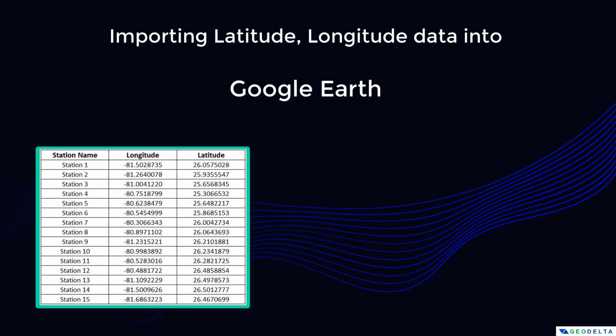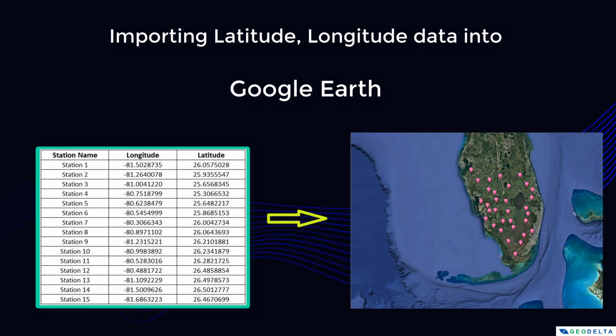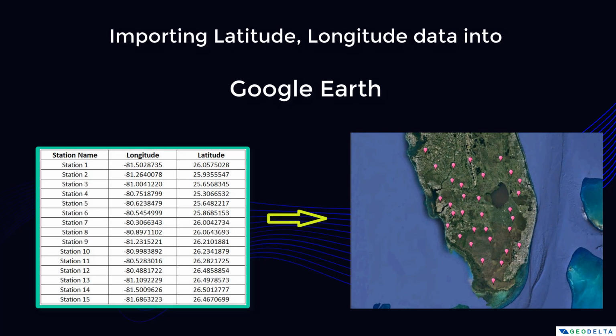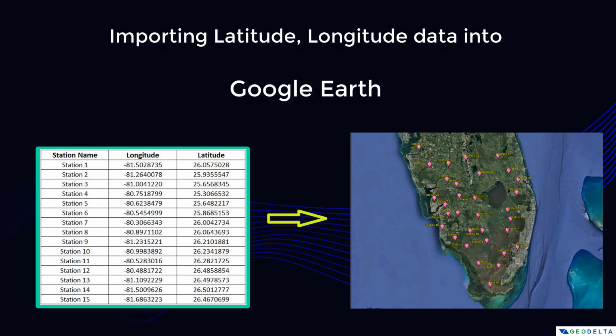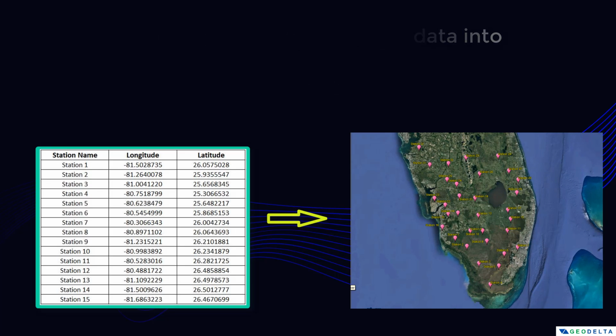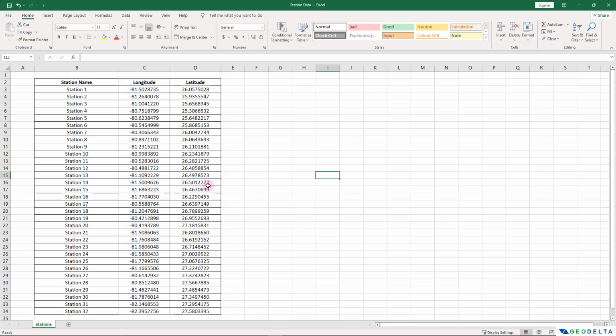In this tutorial, you will learn how to import latitude and longitude data into Google Earth from a data table that looks like this. So to give you guys a quick overview of the type of data that we are talking about here, under the station name column, what you see is basically the names of different stations, for example station 1, station 2, station 3 and so on.